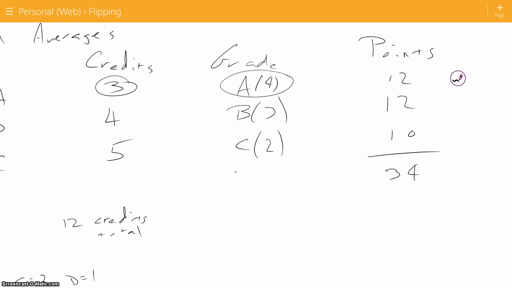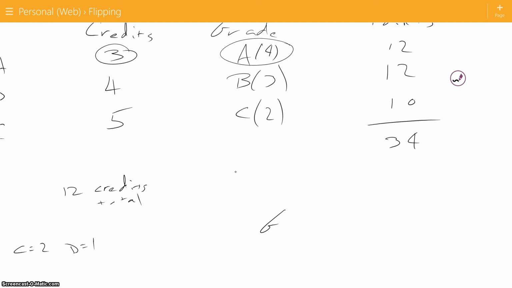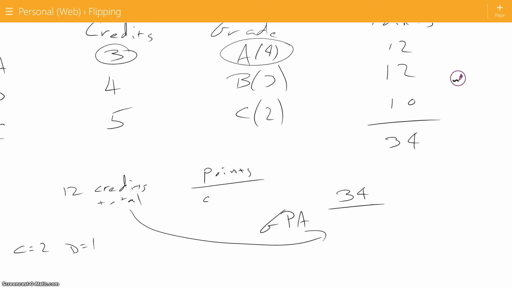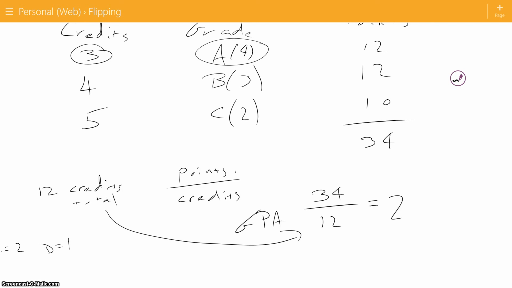Now you do not divide this 34 by the number of classes that you've got if you are looking for your GPA, your grade point average. You would take this 34 and you would divide it by the total number of credits. Okay, so it's simply points divided by your number of credits. 34 divided by 12, and that simply gives us a GPA of 2.83.